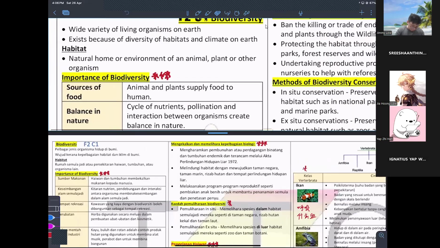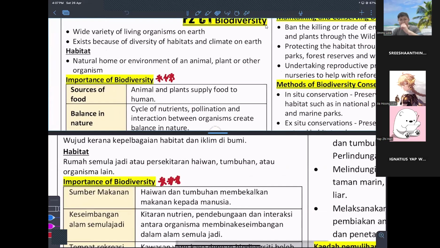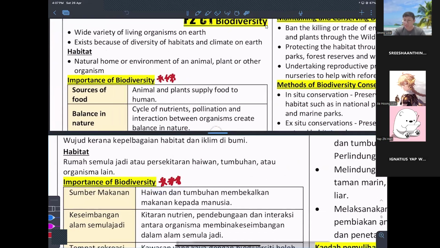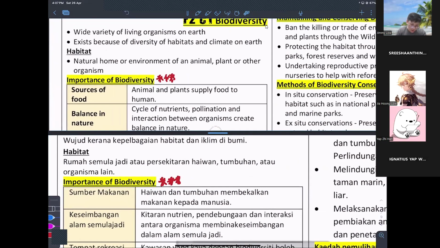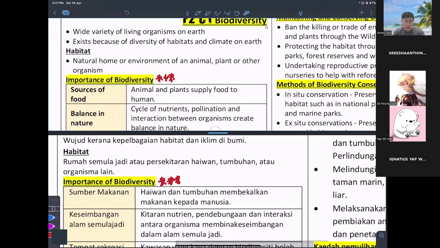You can see when I highlighted something with 3 marks, 3 stars, it means it is super super important. 1 star means you go through. 3 stars has the importance that you have to remember the things.